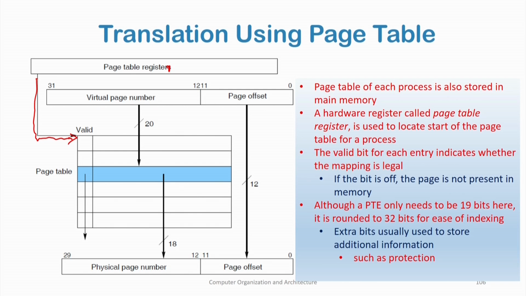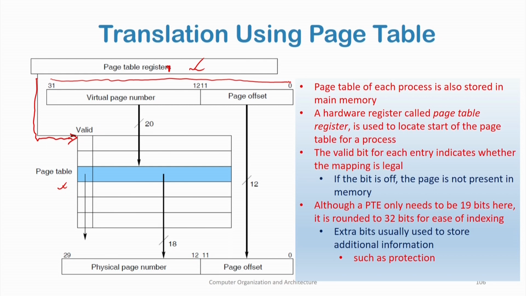Now what happens? When the context switch was done, the CPU populated this page table register with the starting address of my page table. So now I can access my page table. The program is running, and the CPU has generated an address for a given piece of data, and that address is a virtual address.